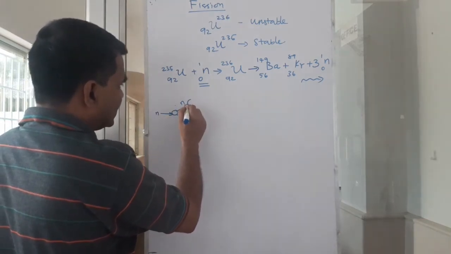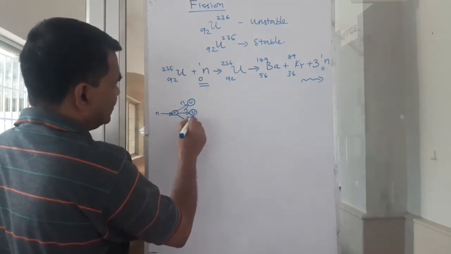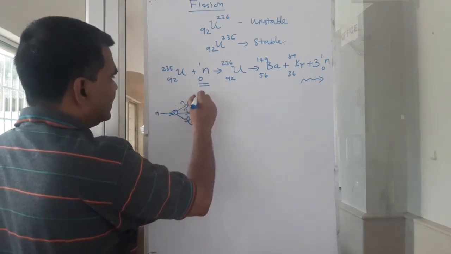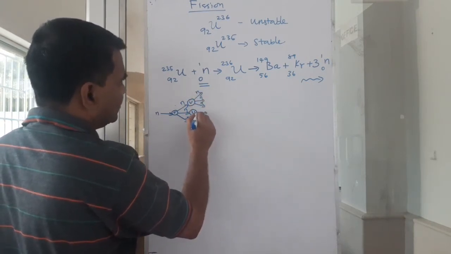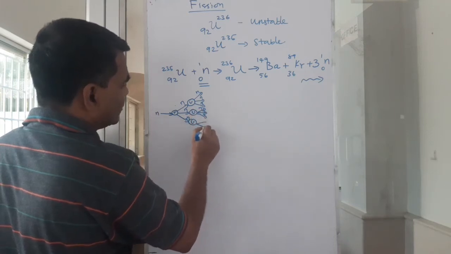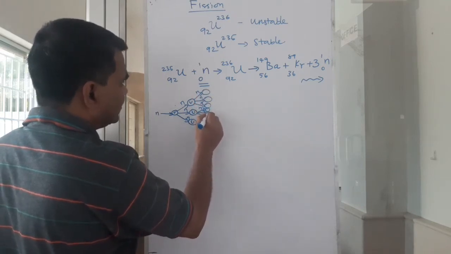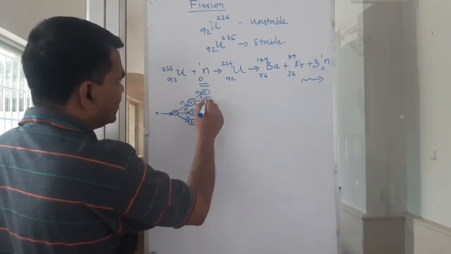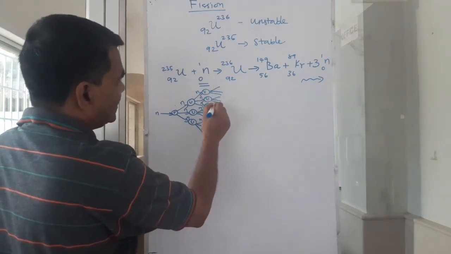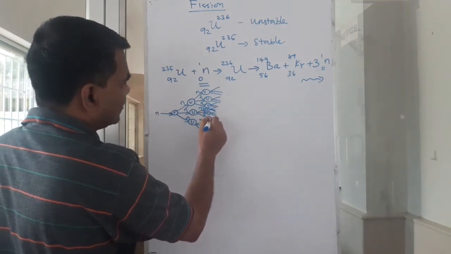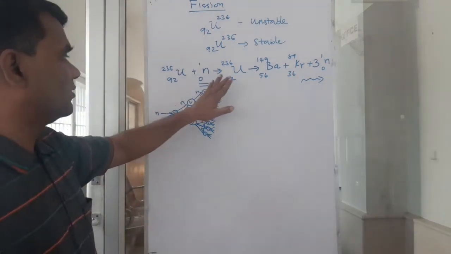And what happens? This neutron will go hit another nucleus, a uranium nucleus. Let's say this is uranium, uranium. This will go hit another uranium. Again, 3 are going to be released here: neutron, neutron, neutron. Then they'll hit the next uranium, uranium, uranium, uranium. Now what happens? Now they will have 3 here, 3 here, 3 here, 3 neutrons, 3 neutrons, 3 neutrons. You notice, 1 neutron now has become so many neutrons here.